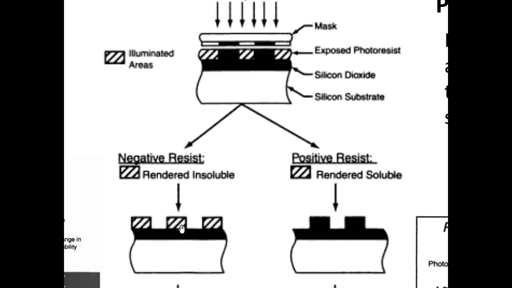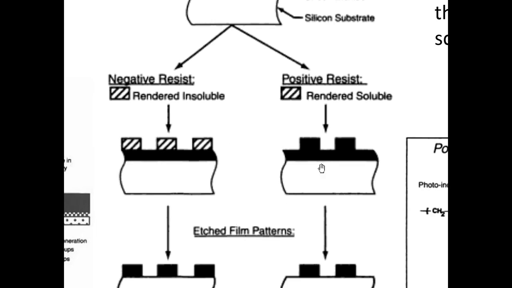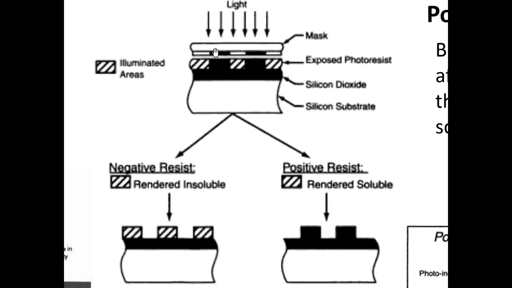This is a negative resist. So in the positive resist, the places that were exposed become soluble, and so those regions disappear. So you can see what's happening is that if you're using positive resist, when you design the mask, you have to design what's called a positive mask. The transparent areas are the places that are going to disappear.